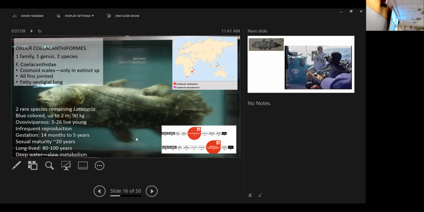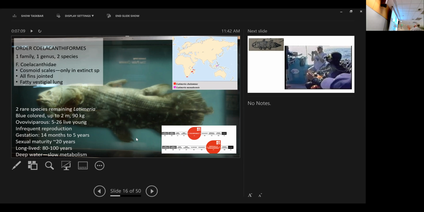They had only been known from fossils from the Jurassic period. I mean, they're really, really ancient. Some of the cool features about them is that they have cosmoid scales, which are only found in extinct species, and you can find them on these living fossils. All the fins are jointed. They have homologous structures to the humerus in your arm and the femur in your leg. So we have a common ancestor somewhere way back when, from which they and us evolved. They also have a fatty vestigial lung. So they have lungs, but they didn't use them for breathing. The fat in them helped to regulate their buoyancy in the water column.